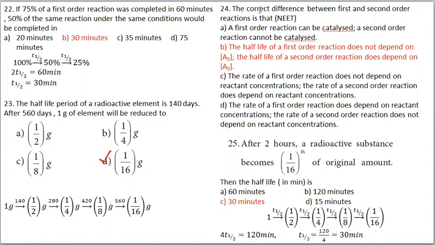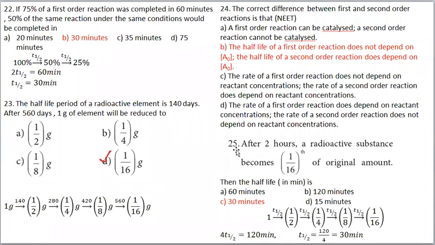Then the correct difference between first and second order reaction is that, first order reaction can be catalyzed, second order reaction cannot be catalyzed. That is wrong. All reactions can be catalyzed. Then the second option: the half-life period of first order does not depend on the initial concentration of reactant. That is true. Half-life of second order reaction does. Option B is the right one.